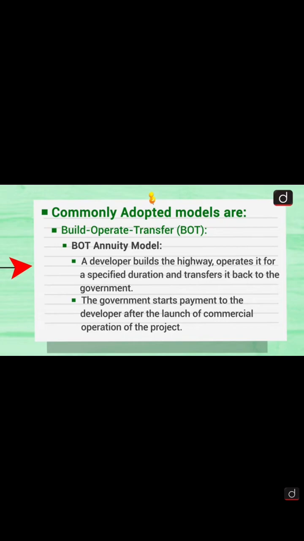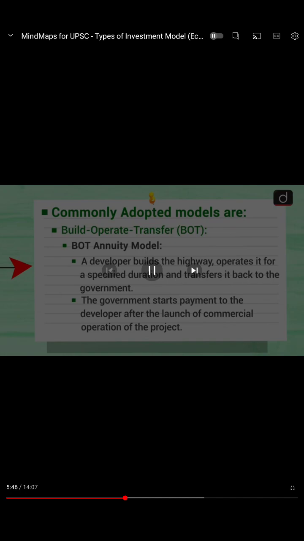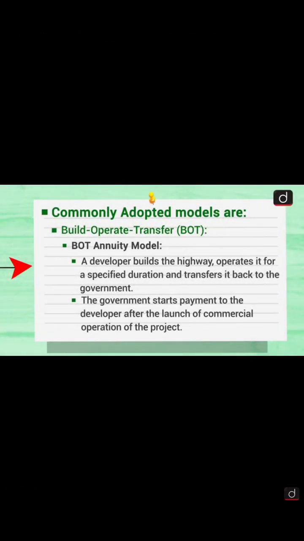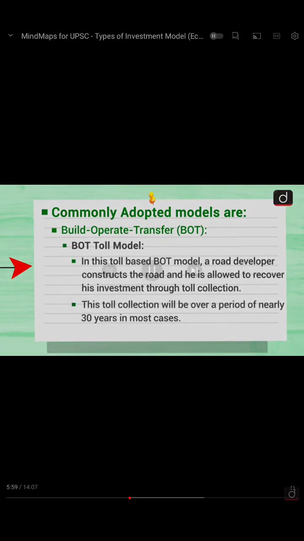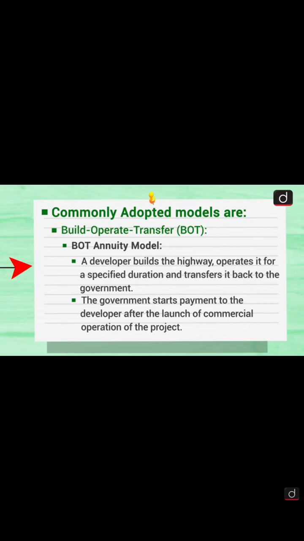Now the BOT annuity model. In this model, a developer builds the highway, operates it for a specific duration, and transfers it back to the government. Also, the government starts payment to the developer after the launch of commercial operation of the project. So here a developer builds the highway, then gives it to the government after a specified duration, and the government starts payment to the developer after launch of commercial operation of the project.